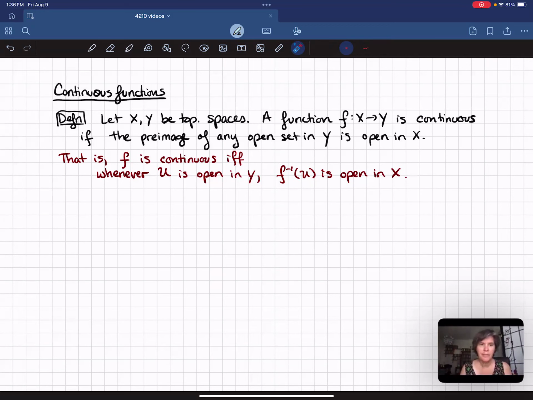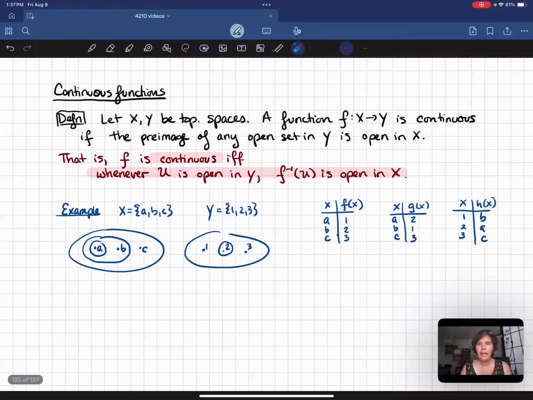All right, so let's go ahead and do a simple example. I have two topological spaces. They're both finite topological spaces. X is the space ABC, and I've pictured the topology on X by circling the open sets. The topology on X includes the empty set, singleton A, AB, and ABC. Then Y is the set 1, 2, 3, and the open sets in Y are just the empty set, the set containing 2, and the set containing 1, 2, 3.